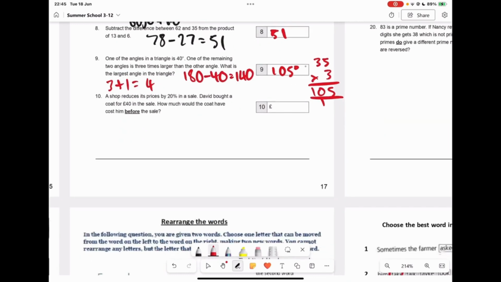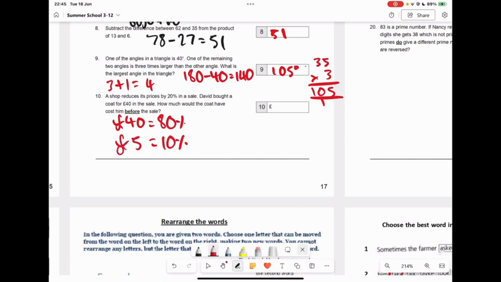Question 10. The shop reduces its prices by 20% in a sale. David bought a coat for £40 in the sale. So how much would the coat have cost him before? So if the price was reduced by 20%, we know that £40 is the equivalent of 80%. So 10% will be 40 divided by 8. So 40 divided by 8 is equal to £5.